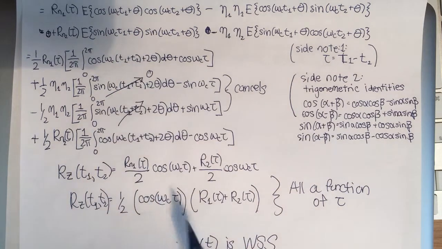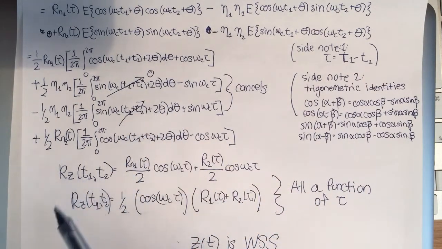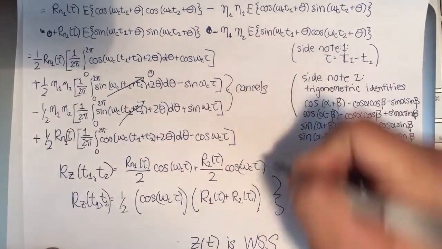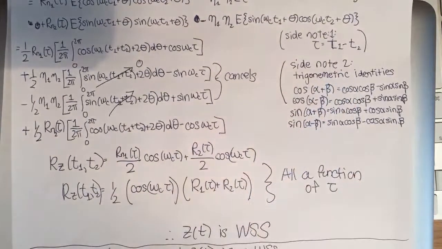This is the answer to the original question of part B. RZ of T1, T2 equals Rn1 of tau over 2 cosine omega c tau plus Rn2 of tau over 2 cosine of omega c tau. To further simplify this, I just pulled out the 1/2 and the Rn1 of tau plus Rn2 of tau and the cosine omega c tau. As you can see, this is all a function of tau, so therefore Z of T is a wide sense stationary process.